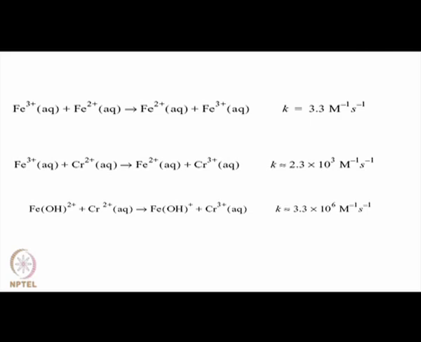Now, what happens with ferric hydroxide with chromous? Then it becomes FeOH 2 plus. It is basically ferric with one OH and chromous. Then you see it is giving rise to FeOH plus and chromic. So, because of the presence of OH, you see its value is high, 3.3 into 10 to the power 6, whereas only aquated or hydrated ferric is doing it at a lower rate.